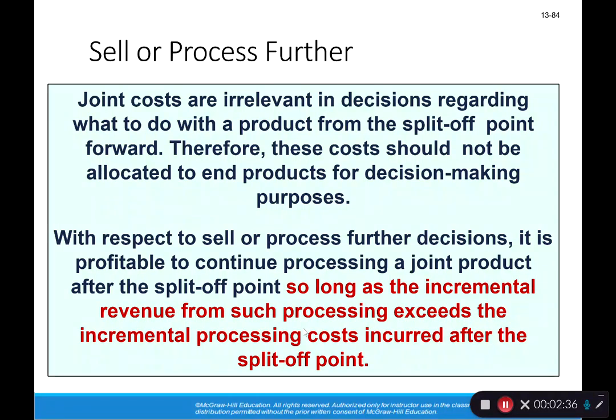Joint costs are irrelevant because they're not going to change based on whether we decide to process a product further or not. When we have to deal with sell or process further decisions, the only thing that matters is whether the incremental revenue, that is the increase in revenue for processing the product further, exceeds the incremental, that is the increased cost of processing the product further.